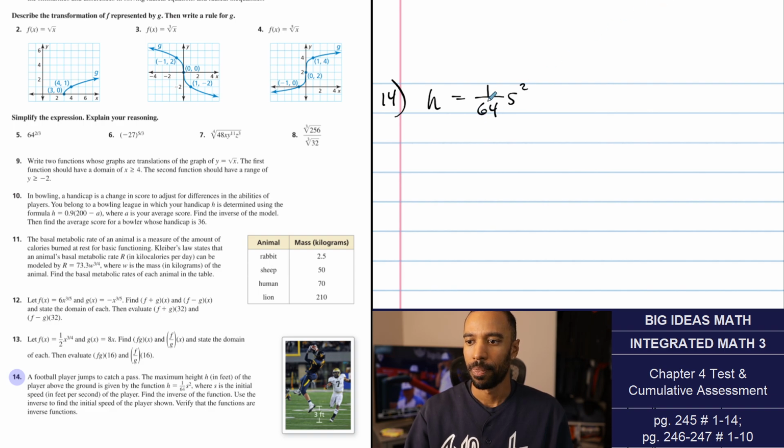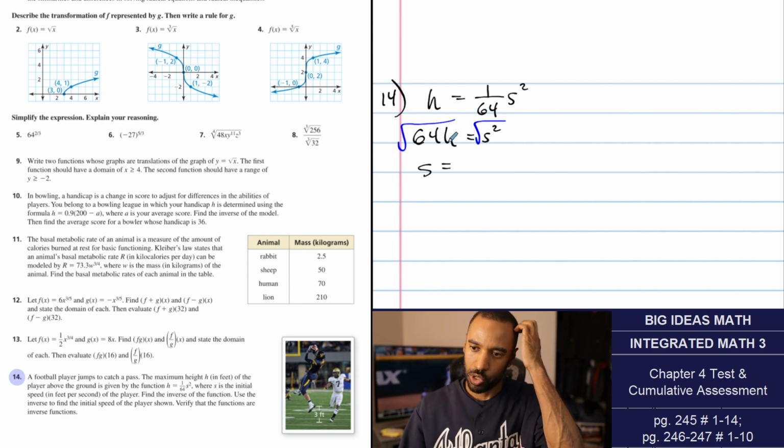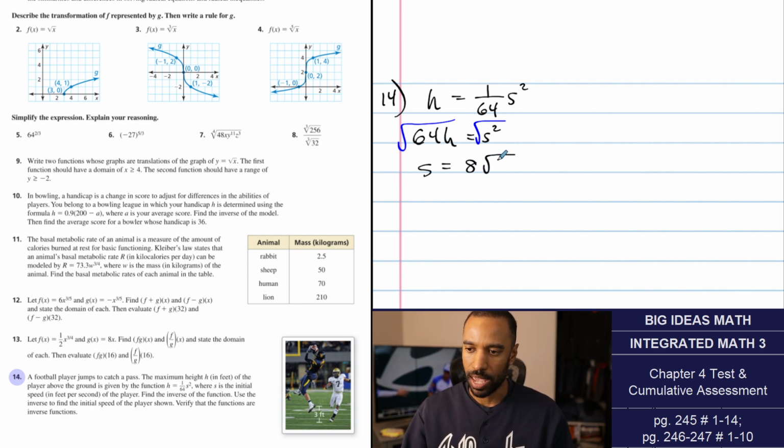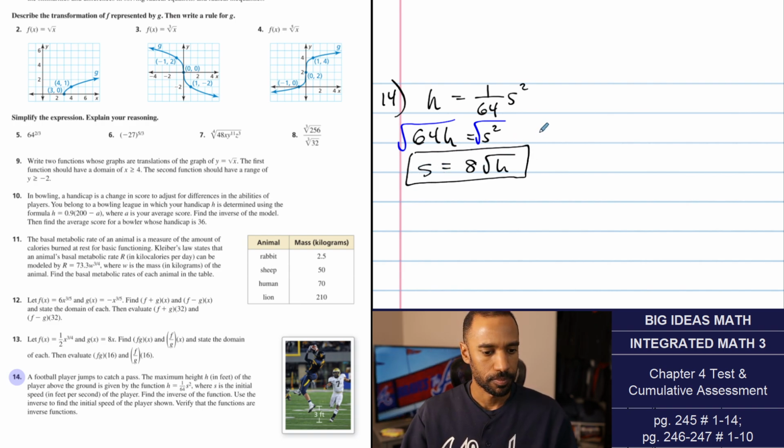Let's just start with that. I'm going to multiply both sides by 64. And I'm going to take the square root of both sides. And you will get s equals... Now, the square root of 64 can be written as 8, so I'll get 8 root h like that. If it's initial speed, I guess we're just talking about the positive version, so there's the inverse.